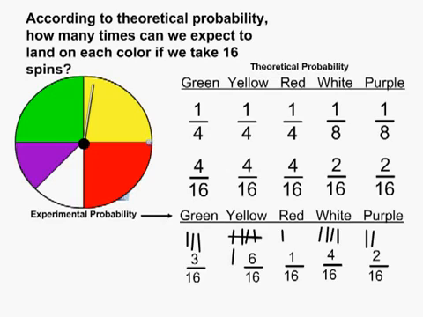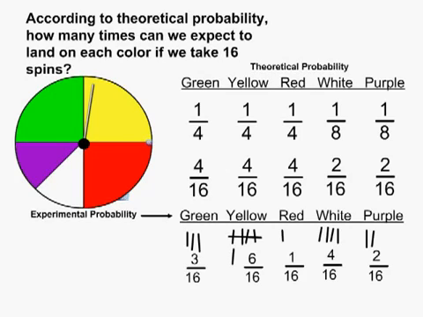For white, we expected it twice, but it happened double that. It happened 4 times. And for purple, we expected it twice according to theoretical probability, and it actually happened twice. So purple is the only color for the experimental that matched the theoretical.